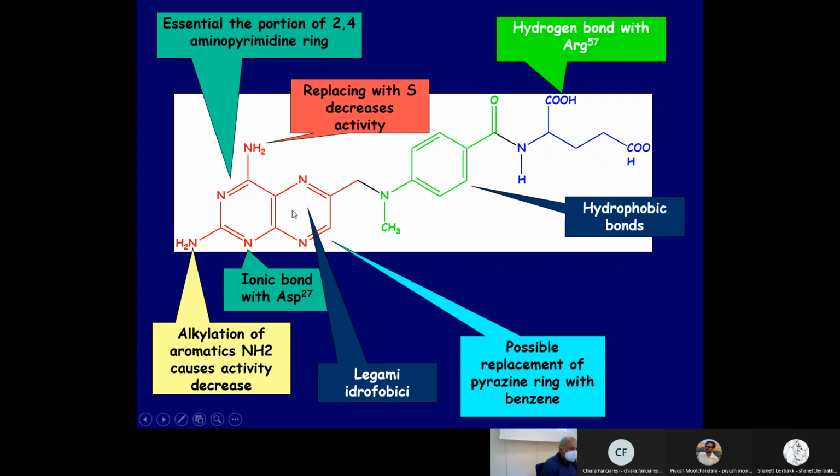Hydrophobic bonds due to the pi-pi interaction with the binding site. Hydrophobic bonds again with the second aromatic ring. Hydrogen bond with this acidic function. As you can see here in blue, there is the residue of the glutamic acid. The presence of glutamic acid is important to classify this compound as compound of the first class, the classical compound.